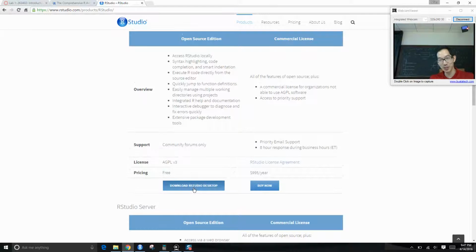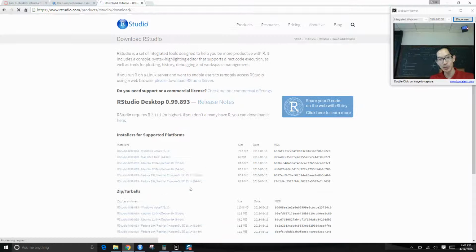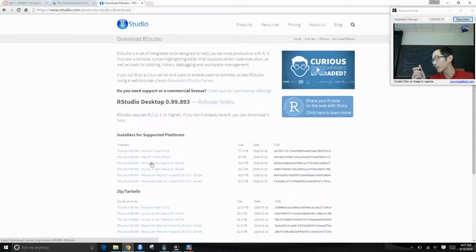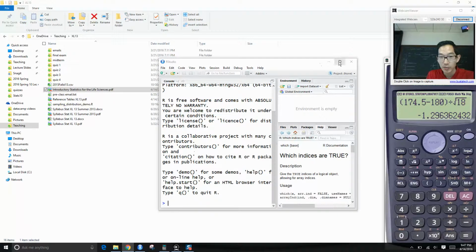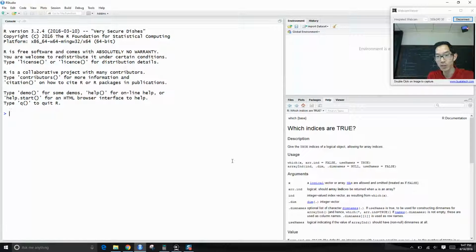But the free one, the open source one, that one's free. So you would download this one, and then you download the file and install it, okay? So again, you have to first install R, and then you install RStudio on top. If you try to go straight for RStudio, it's going to say, I can't find R, okay? Anyway, when you start up RStudio, it'll look something like this. It still looks a little bit computer clunky, and has all of this stuff.